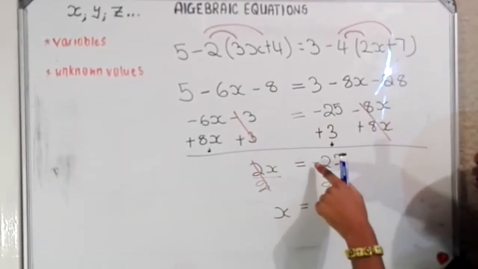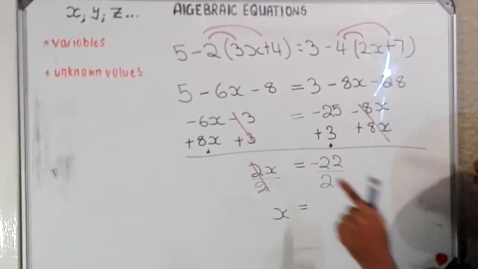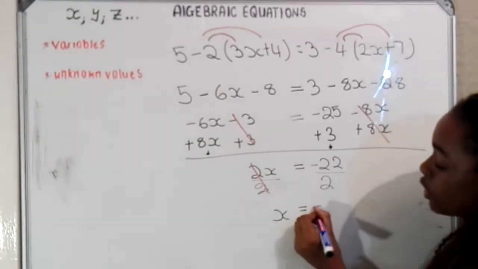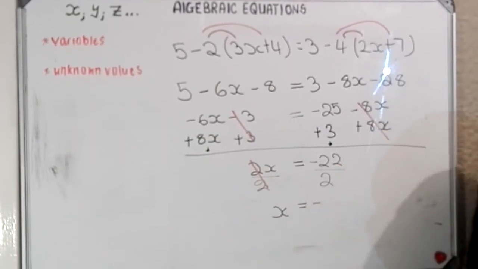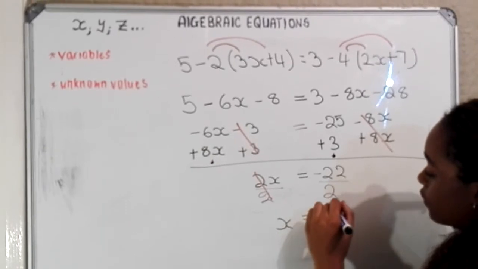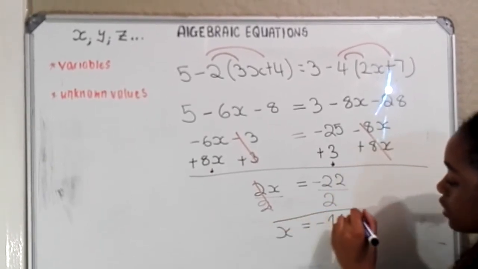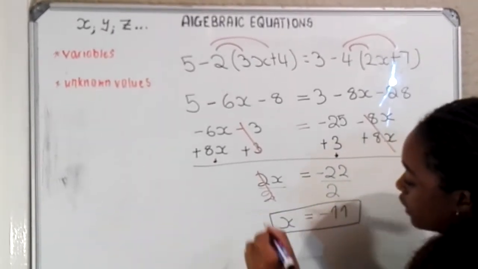And negative divided by positive gives you a negative, so now the answer has to be negative. 22 divided by 2 will give you an answer of 11. So x, the value of x, is equal to negative 11, okay?